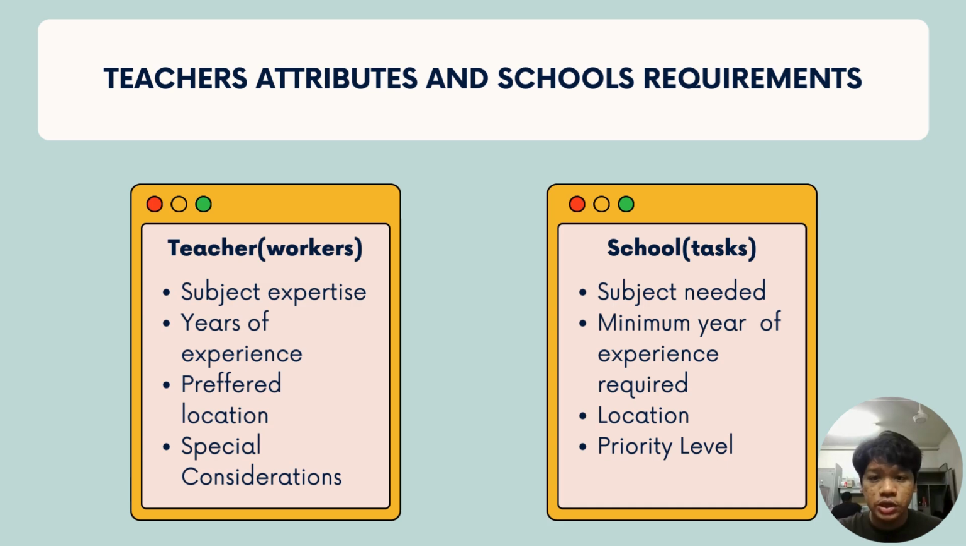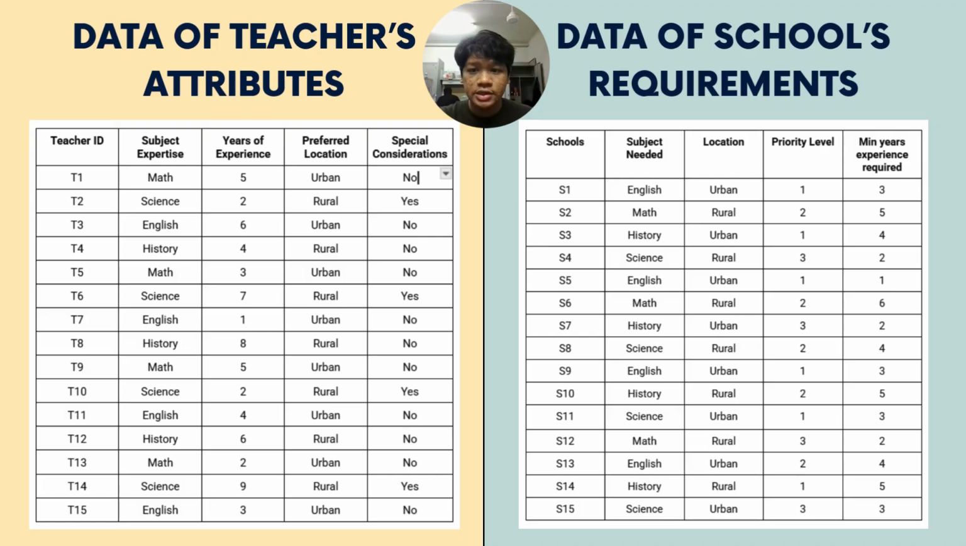Next, we also need to consider the teacher's attributes and school requirements. For teachers as the workers, we need to consider the subject expertise, years of experience, preferred location, and special consideration. And for schools, we need to consider the subject needed, minimum years of experience required, location, and priority level. This is the exact data of the teachers' attributes and schools' requirements.